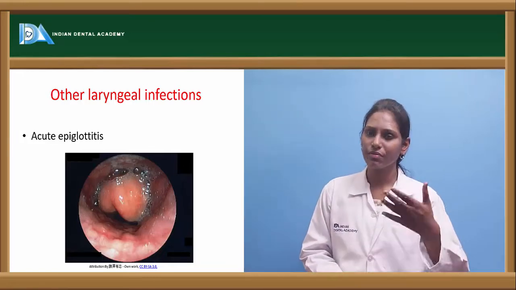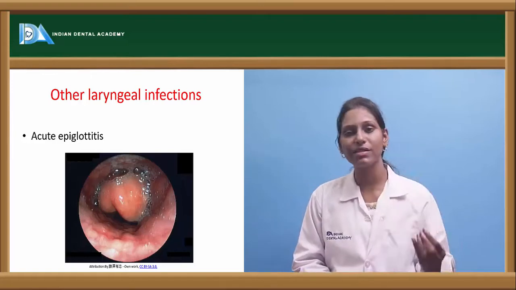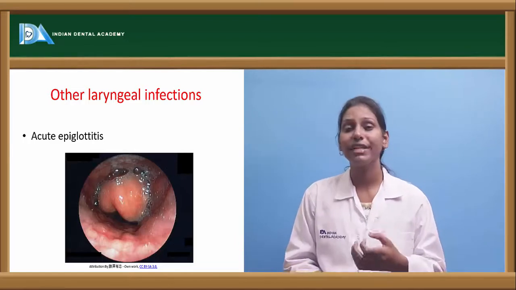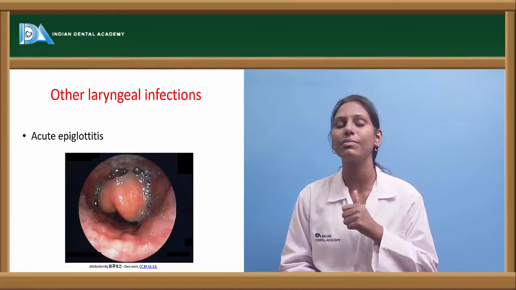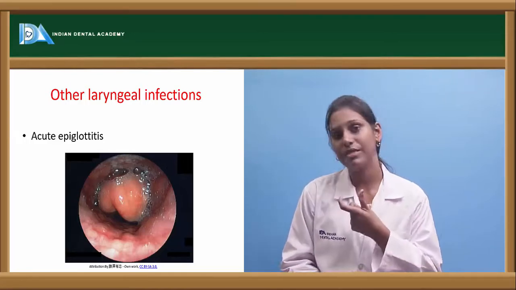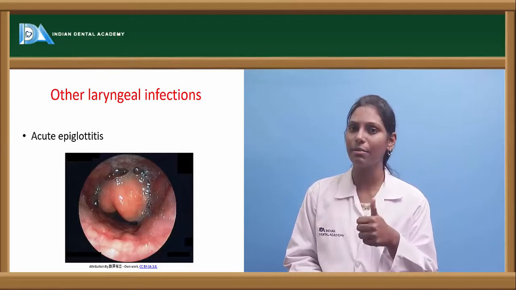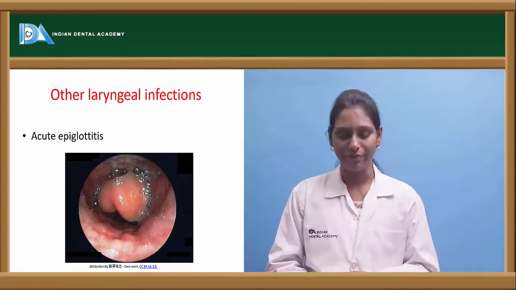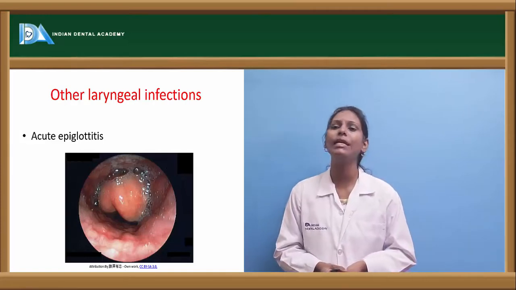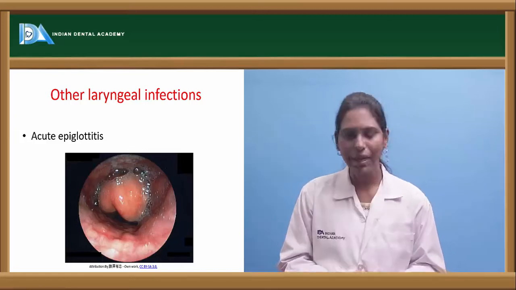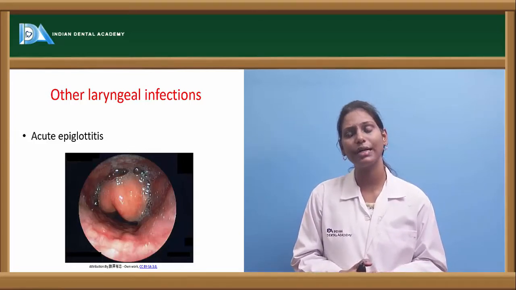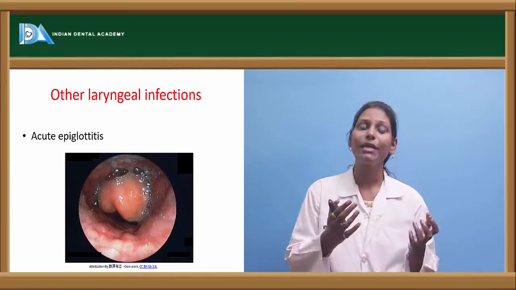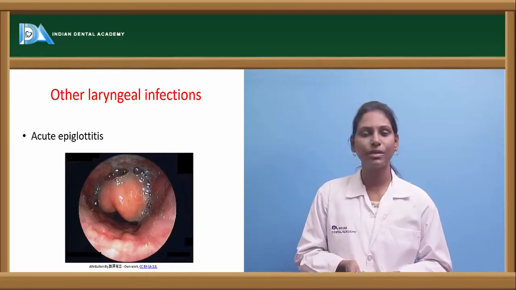Apart from the clinical features, when we go for an X-ray, a plain neck radiograph will give the thumb sign. The thumb sign is because of edema of the epiglottis, and it is frequently seen on a plain neck radiograph. For treatment of epiglottitis, cephalosporins are usually the drug of choice. Complications include epiglottic abscess, pulmonary edema, and thrombosis of the internal jugular vein. So this is about epiglottitis.